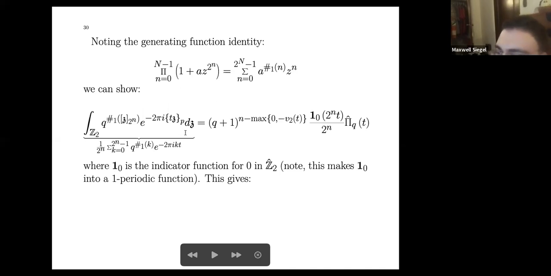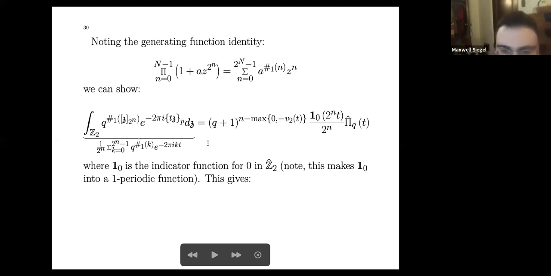It is then easy to show that the locally constant function q to the number of ones in z mod 2 to the n has as its Fourier transform the following. Here, 1_0 is the indicator function of 0 in Z_2 hat, and note this makes a 1,0,1 periodic function.